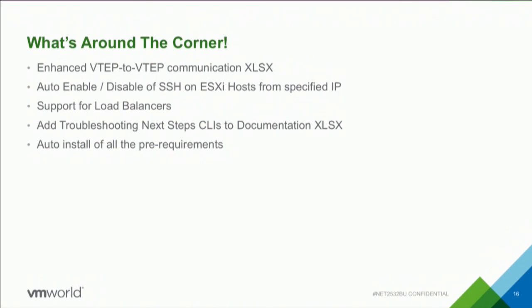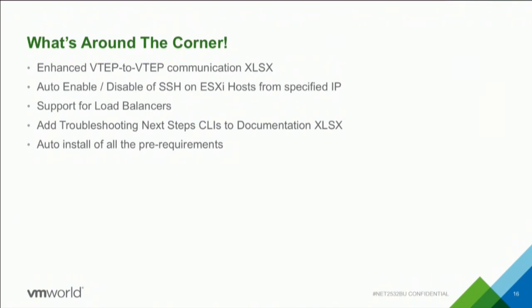All right, so let's continue towards the later part of our presentation. It's what's around the corner, right? What are our wish lists? The first thing is the VTAP to VTAP Excel. We actually had it working, but there was some issue due to which we lost some code. Otherwise, it would have been ready for this time. The second thing I already mentioned, automatic enable disable.